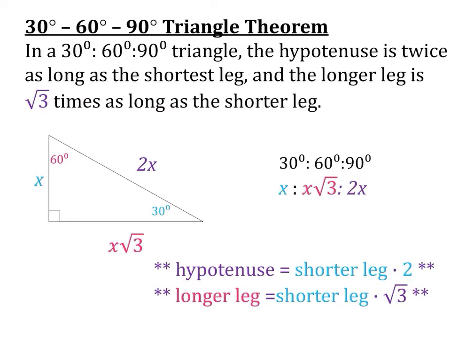So here's your smallest angle, largest angle, shortest side, longest side. So our angle ratio goes from 30 to 60 to 90, and the side length ratio is X to X square root of 3 to 2X. So here are two equations that we can set up when we're dealing with a 30, 60, 90. The hypotenuse is equal to the shorter leg times 2, and the longer leg is equal to the shorter leg times square root of 3.